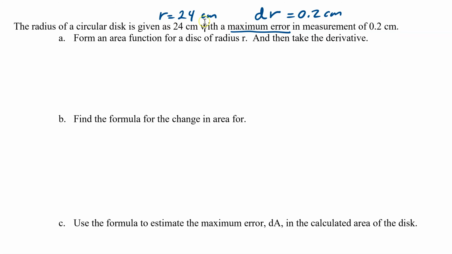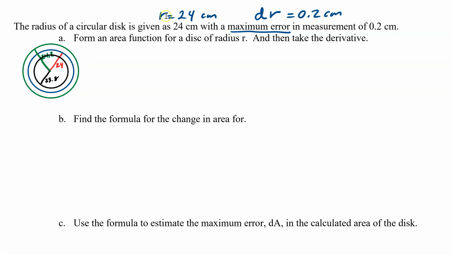So what that means, picture-wise, is this. We have a circle with radius 24, and we can have a maximum circle radius of 24.2, or a minimum circle with a radius of 23.8. So that's what our error is talking about.